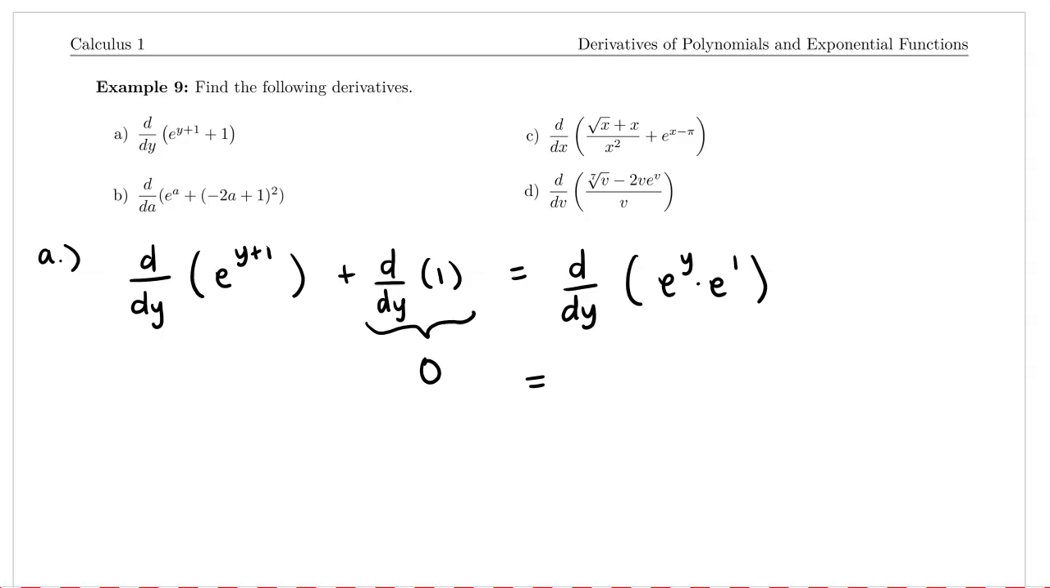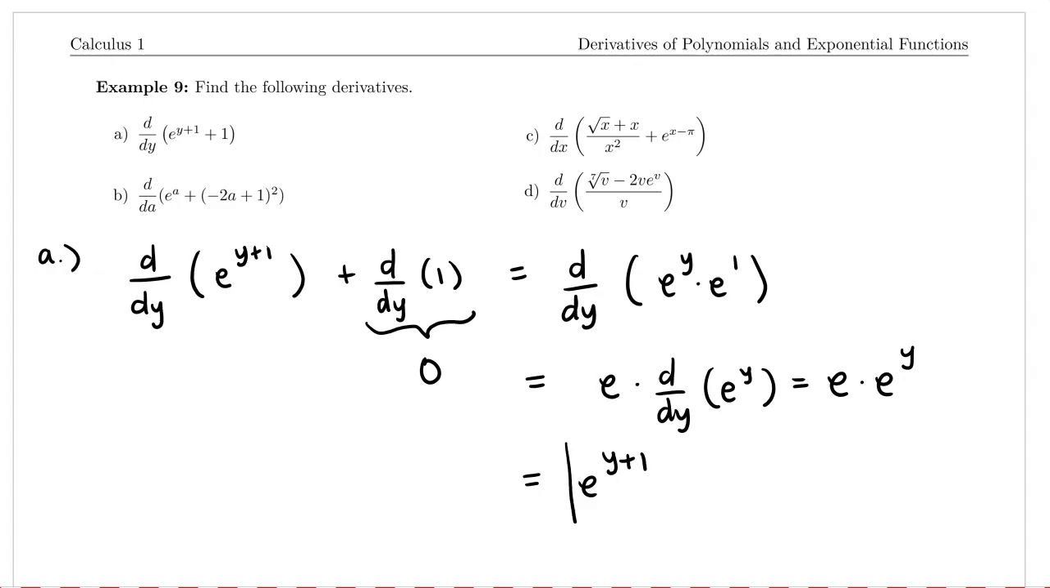And e to the power of 1 is a constant, so I can actually pull this out and then multiply that by the derivative with respect to y of e to the y, which is just e to the y. So now I'm going to have e times e to the power of y, and if I'd like to write that more succinctly, that is the same thing as e to the power of y plus 1. So here is our derivative function for part A.